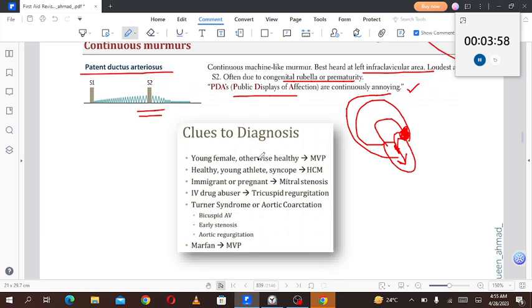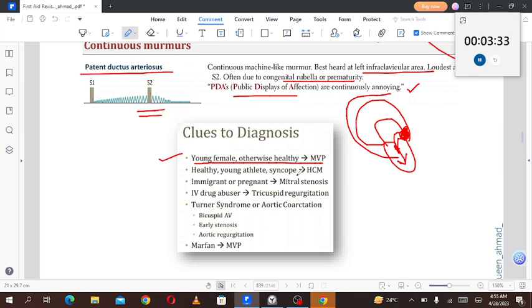Clues to diagnosis: a young female, otherwise healthy, can have mitral valve prolapse. Why? Mitral valve prolapse is a myxomatous degeneration, and young females, for some unknown reason, have an increased risk of developing mitral valve prolapse. So these are the clues to diagnosis. If there is a young female who is otherwise healthy and has a murmur, that can be mitral valve prolapse.